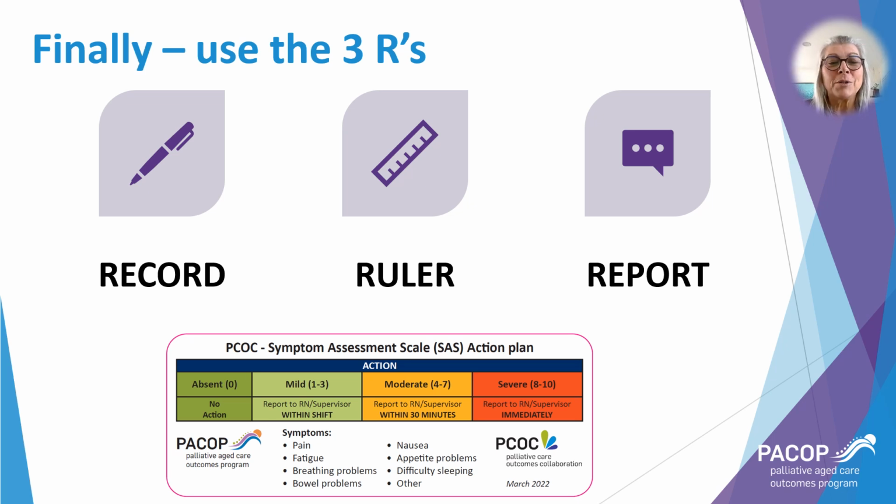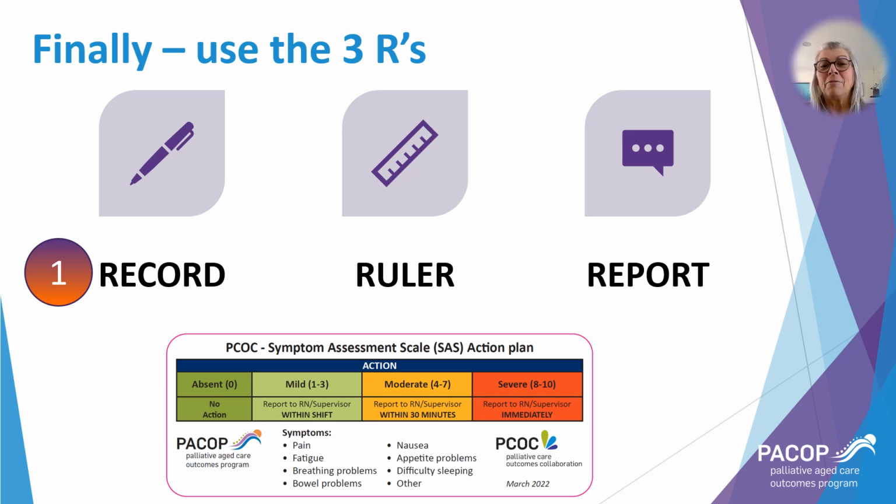Finally, as care workers, we always wrap up monitoring distress with the SAS by using the 3 R's. First of all, record the scores, either on the SAS form or on whatever system you're using in your aged care home. Secondly, use the ruler. The special care staff SAS ruler has an action plan on the back, and you will know immediately which action to take. If the score is absent, you don't have an action to take.